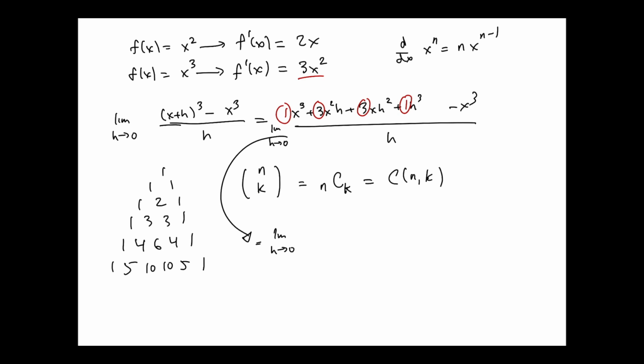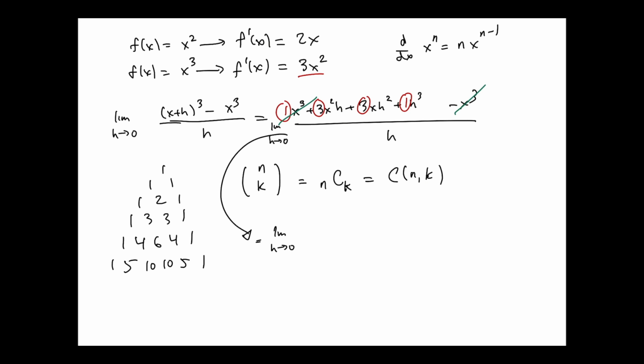Okay, so if we go through and start canceling stuff, what are we going to get to cancel? The x cubed with the x cubed, and that's it initially. So we'll have 3x squared h plus 3xh squared plus h cubed all over h.